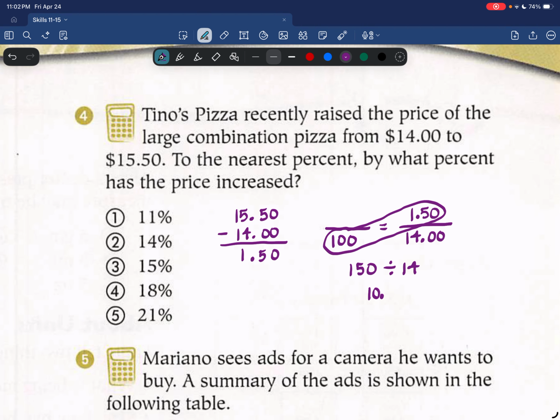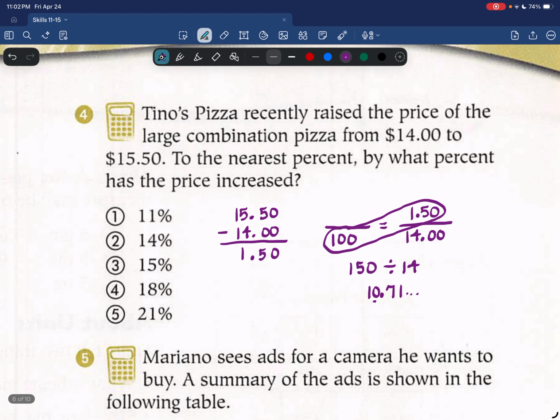So I get 10.71 and some other stuff. That is about 11% if you round it. So that would be the first choice.